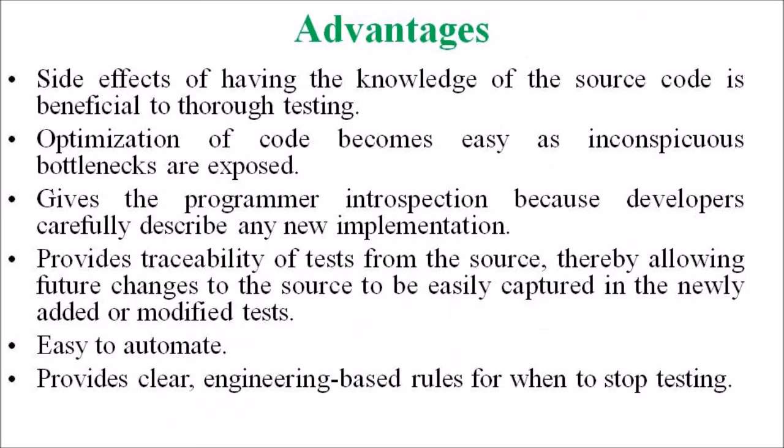When we come to the advantages of white box testing, it is one of the two biggest testing methods used today. It has several major advantages. Side effects of having knowledge of the source code are beneficial to thorough testing. Optimization of code becomes easy as inconspicuous bottlenecks are exposed. It gives the programmer introspection because developers carefully describe any new implementation. It provides traceability of tests from the source, thereby allowing future changes to the source to be easily captured in newly added or modified tests. It is easy to automate, and finally provides clear engineering based rules for when to stop testing.